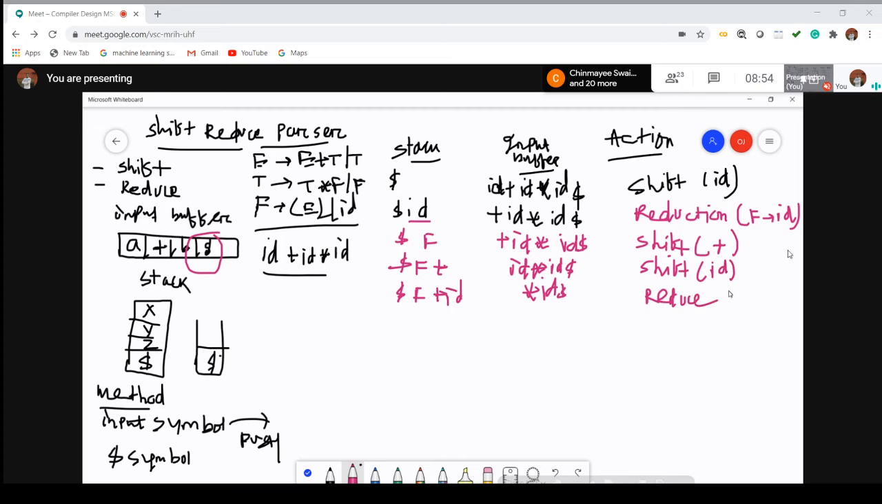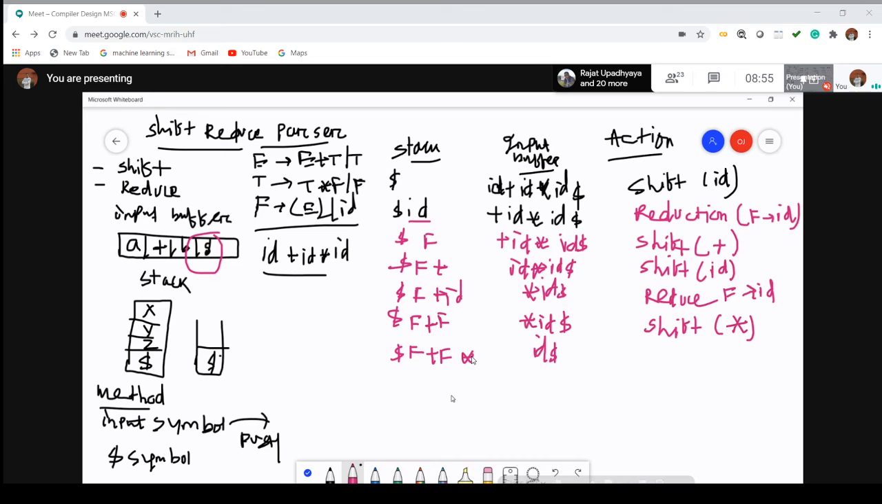We can call that a reduction or reduce. Which value is to be reduced? F to id. So the id value is to be replaced with F. Now you can write it like this: dollar F plus F, and the input is star id, ending with a dollar. Then again we will go for a shift operation. Which value is to be shifted? The star value is to be shifted. Then it will be dollar F plus F star, then the input is id and dollar.